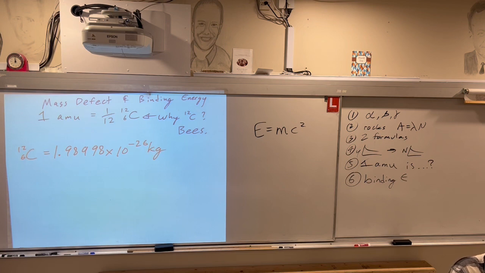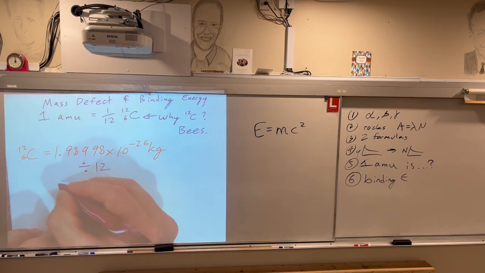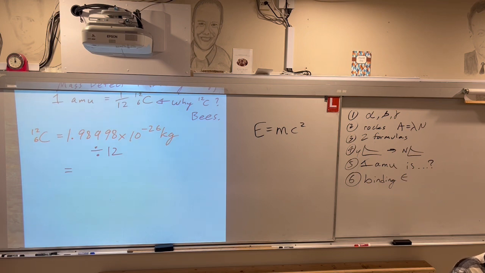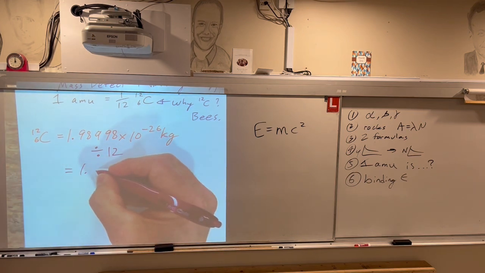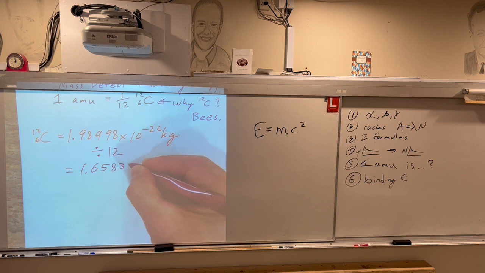So you divide that by 12 to get one atomic mass unit. Good. So we got to divide this by 12 first. And what's that going to give us? So do this on your calculator. You do 1.98998 times 10 to the negative 26. Divide that by 12. And you should get somewhere around 1.66 times 10 to the negative 27. That sounds familiar, right? But let's go a little bit more significant.